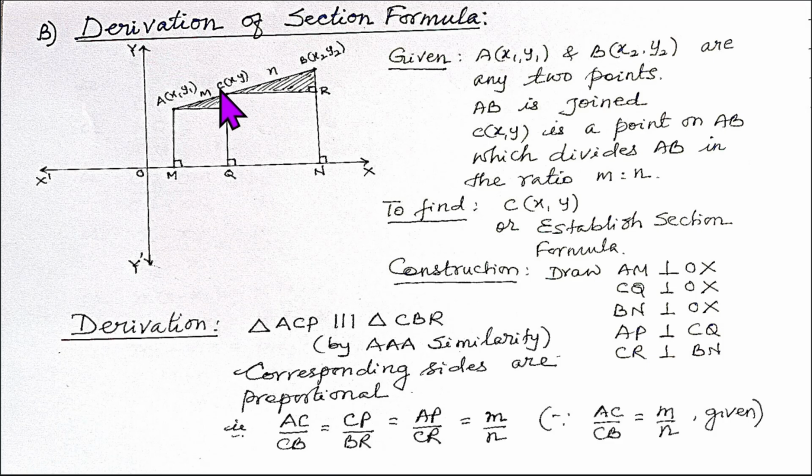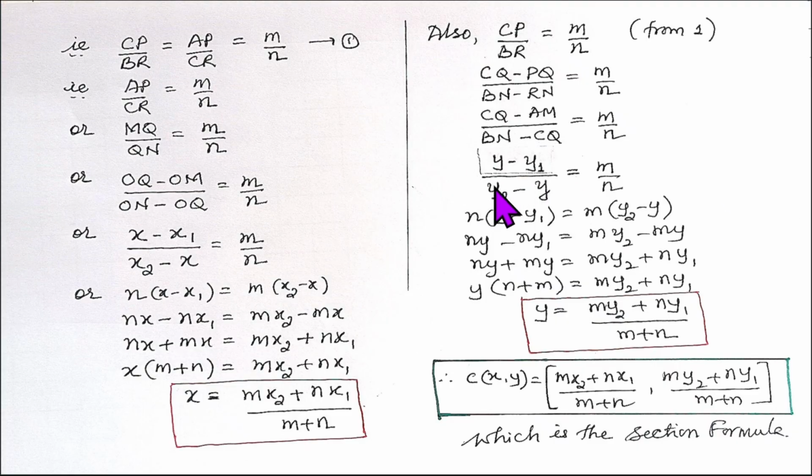Now CP is CQ, and what is CQ? That is the y coordinate here. So please understand, this is the y coordinate, and PQ is the y1 coordinate, and similarly BN is y2 coordinate, and RN is again y coordinate. So therefore I have replaced them with y minus y1 and y2 minus y is equal to m by n. So this is the important relation which we have to establish from the diagram, and now cross multiply them, we get n into, in the bracket, y minus y1, m in the bracket y2 minus y, and then opening the bracket we get ny minus ny1, my2 minus my.